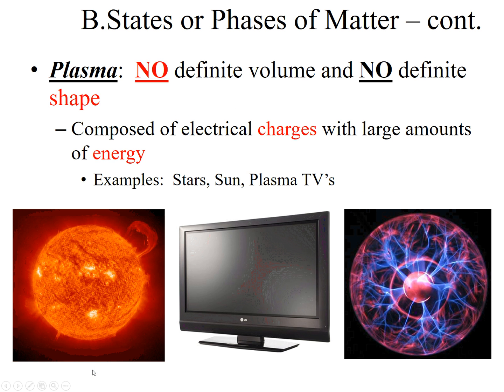Plasma. Plasma has no definite volume and no definite shape. They're composed of electrical charges with large amounts of energy. For example, stars, the sun. Televisions used to be made of plasma, but today we don't make them from plasma anymore because plasma electrical charges move so quickly that the quality doesn't last forever. It only lasts for about 10 years, when then the plasma has totally dissipated. And you could get a little bit more depending upon the use. Most of the universe is plasma.